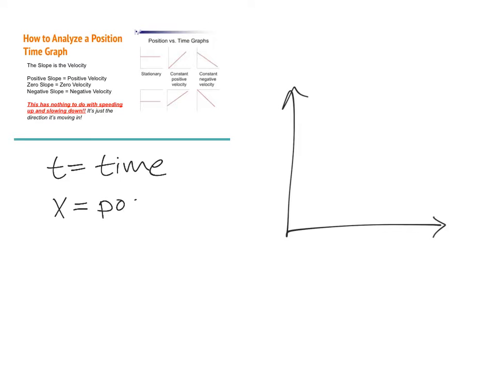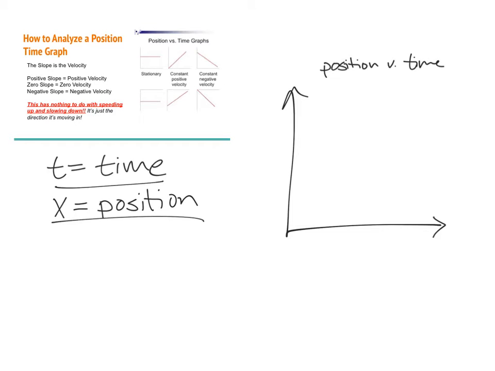X equals position. Now, graphing in physics is a little bit weird, especially for people that have never done it before, because you're really used to an x and y coordinate system. That's what is used in math. But in physics, we can have anything we want on the axes. We get to choose what variables we're using. And right now, for a position time graph, position versus time, we need to use time and position.